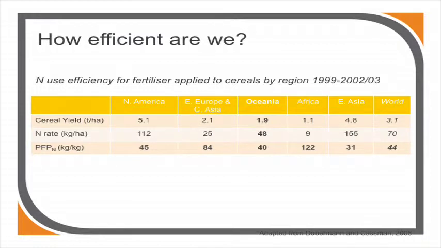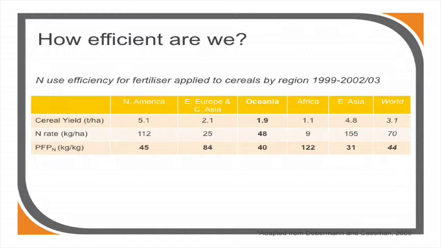What we've got is typical cereal yields for different regions, typical nitrogen fertiliser rates, so kgs of N per hectare, and this figure here, what they call partial factor productivity of N. Basically what that means is how many kgs of grain are we growing per kilo of additional nitrogen that we're putting onto that crop.